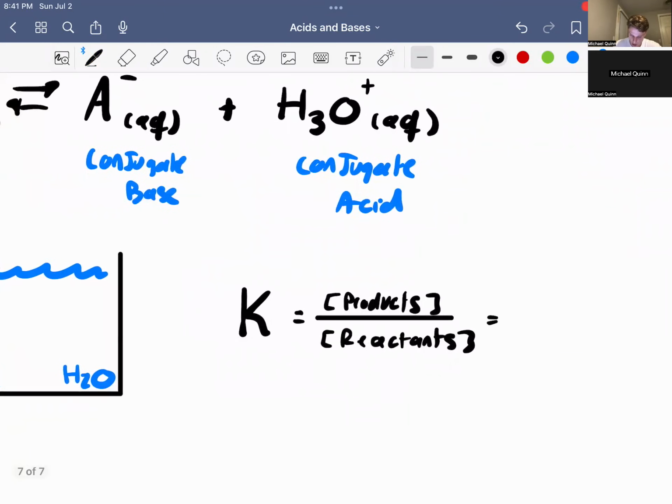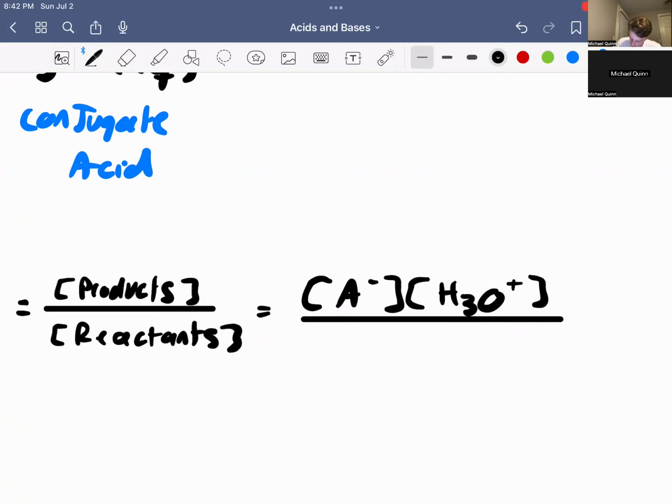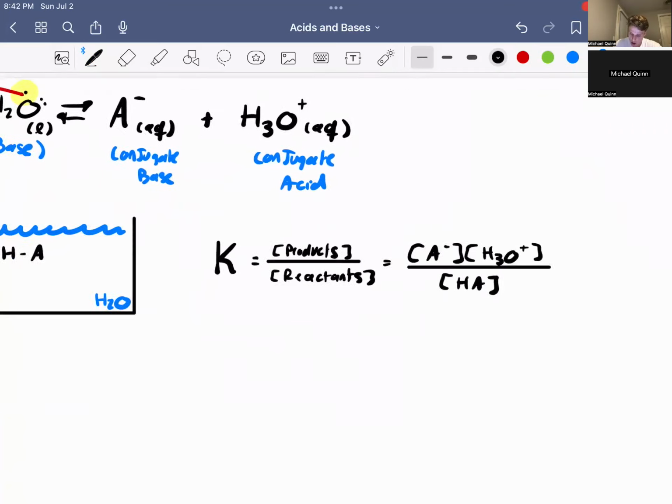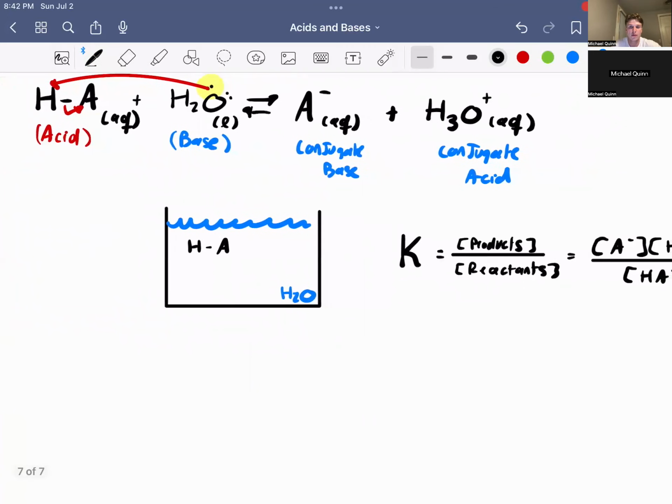So our products are A minus and H3O plus, A minus, H3O plus over HA. So we have now written our equilibrium expression for our acid-base reaction.